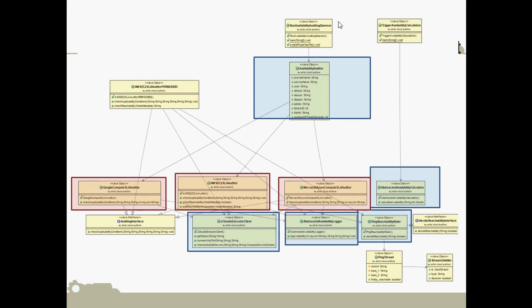abstracted. The two main functionalities include the run availability auditing daemon, which is a daemon that runs continuously in order to gather samples, and the availability calculation, which is triggered by the user in order to measure the availability as is defined by the provider in the time interval defined by the user.